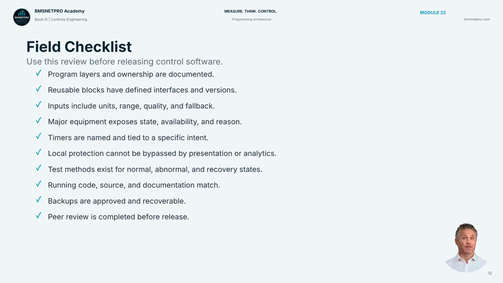Use this field checklist before releasing control software. Document program layers and ownership. Confirm reusable blocks have defined interfaces and versions. Inputs need units, range, quality, and fallback. Major equipment should expose state, availability, and reason. Timers should be tied to intent. Test normal, abnormal, and recovery states. Confirm backups and peer review.